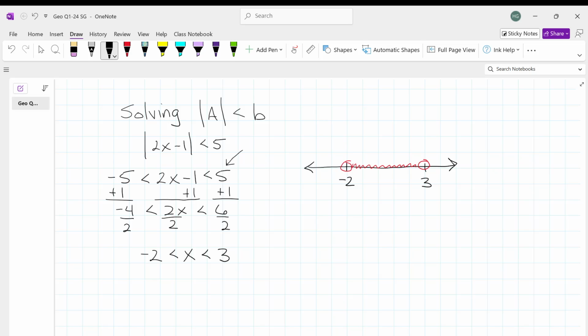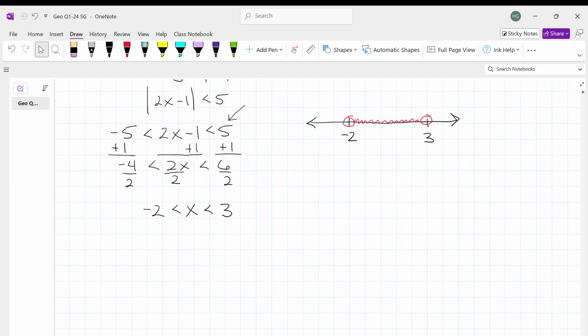All right, let's do one more of those. Let's take a look at the absolute value of 3x minus 4, and it's less than or equal to 8. So it doesn't matter when you do it. You can do it now if you want. You can just put the negative 8 right here. Negative 8 is less than or equal to 3x plus 4, which is less than or equal to 8.